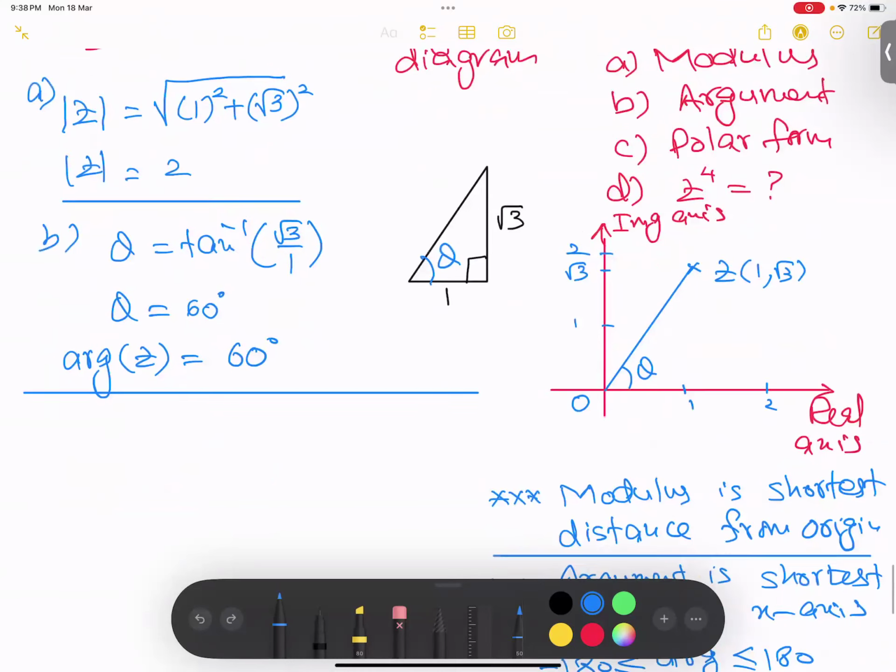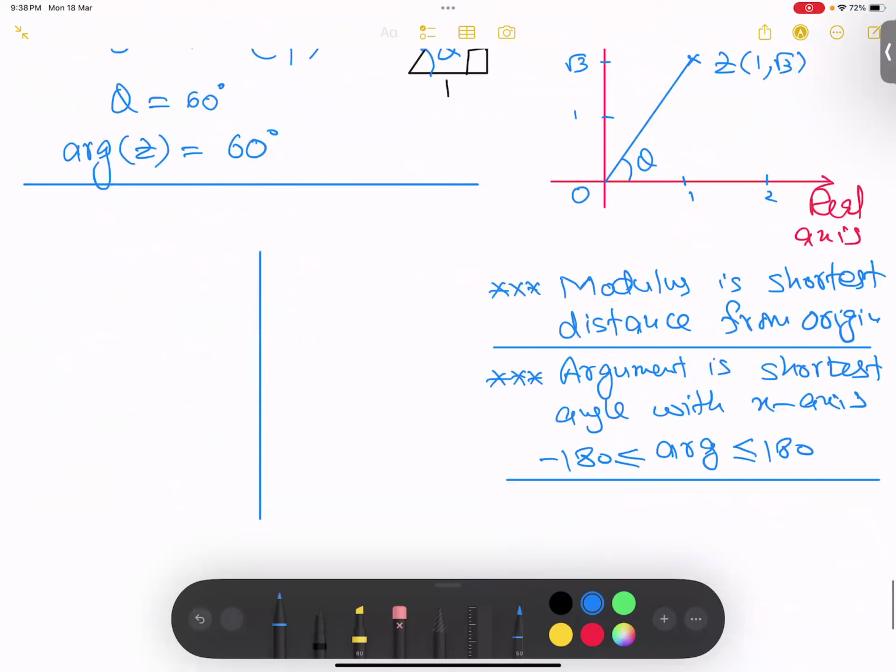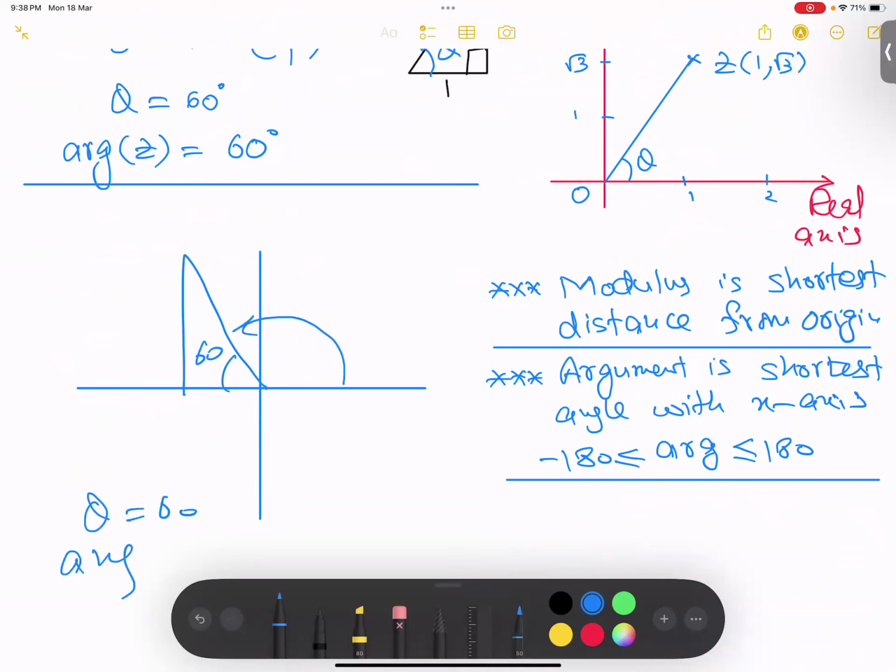Okay. Sometimes you know what happens. Look, I show you. If the triangle is coming here and the answer is 60 degrees, so theta is 60 degrees, but the argument is not 60. The argument is 120. And I believe the point is very clear, 120.